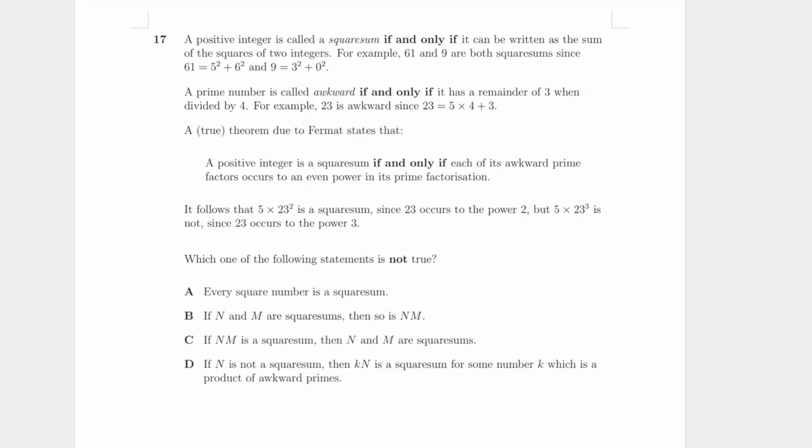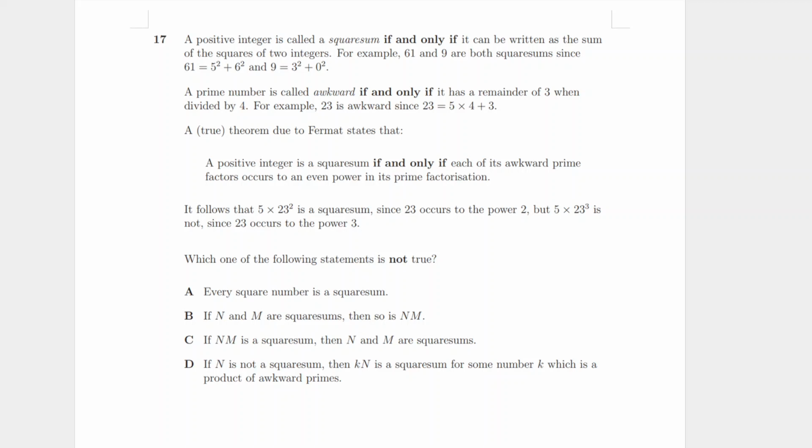Okay, 17. Now, this is actually quite a trivial question, but they make it look really hard, I suppose. So let's have a look. What we're saying is that there's a square sum, and a number is called awkward if and only if it has a remainder of 3 when divided by 4. Okay, that's an interesting definition.